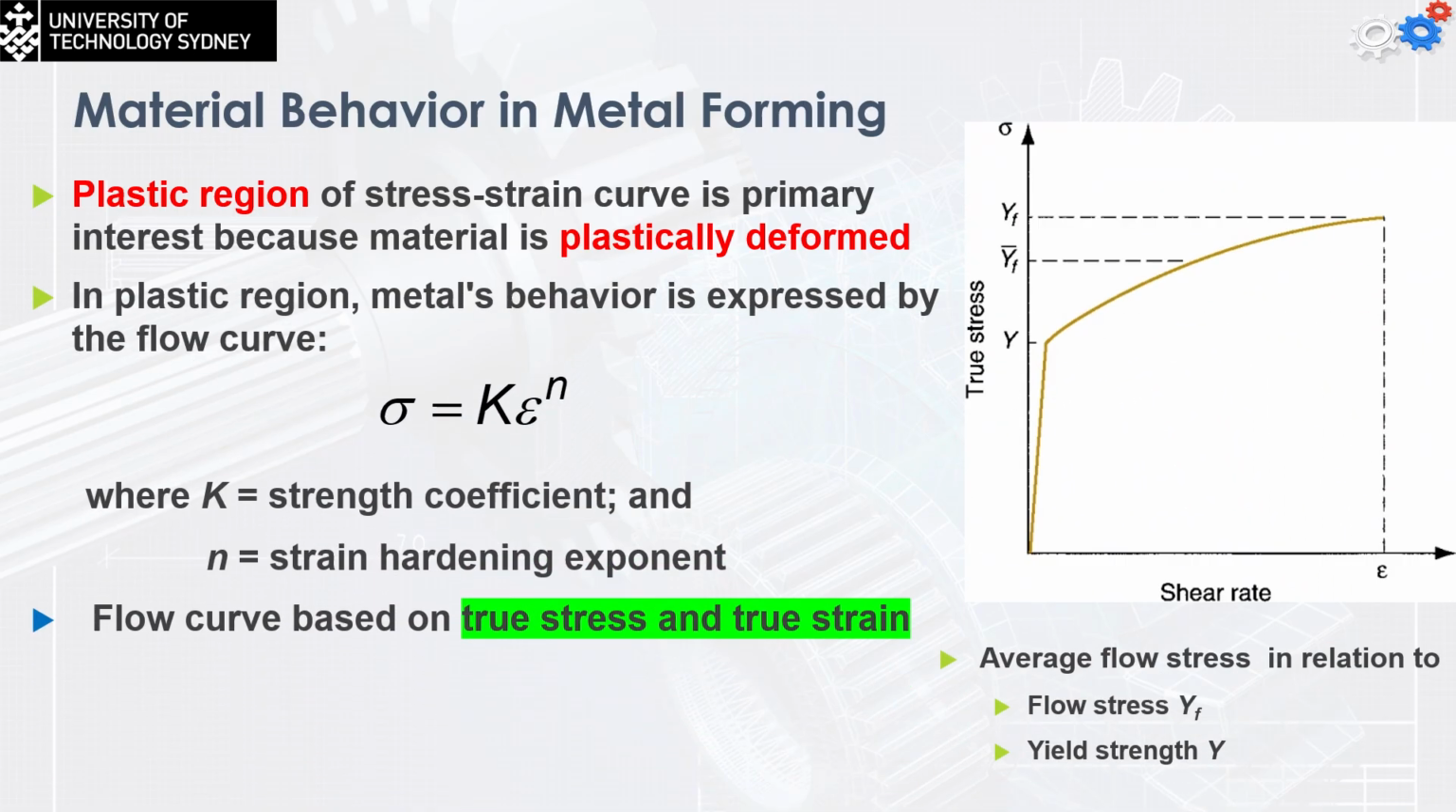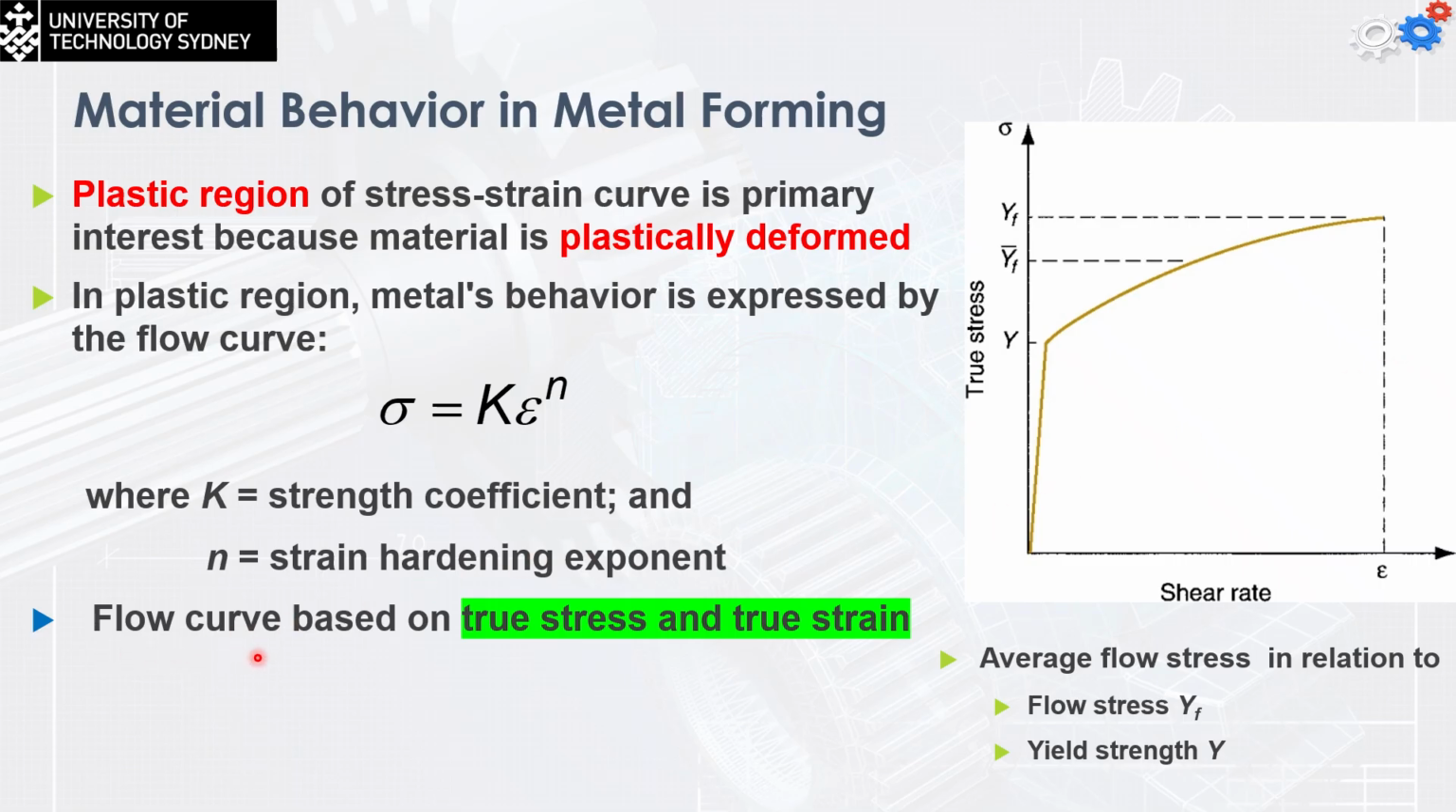So in the plastic region, the metal behavior is expressed by the flow curve, that the stress is equal to K multiplied by epsilon to the power n. Now, I think that you remember this equation. We said that this is stress, epsilon is the strain, K is the strength coefficient, which is different from one material to another, and n is the strain hardening exponent. This value of n is going to be reduced as we increase the temperature, and this line will be perfectly plastic if the n value is equal to 1.